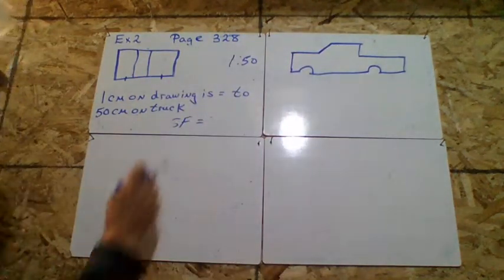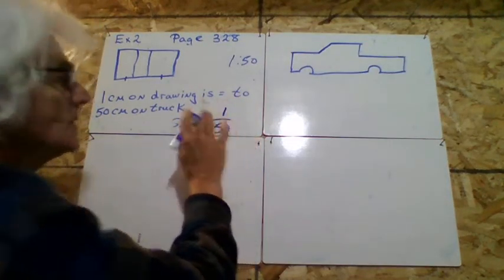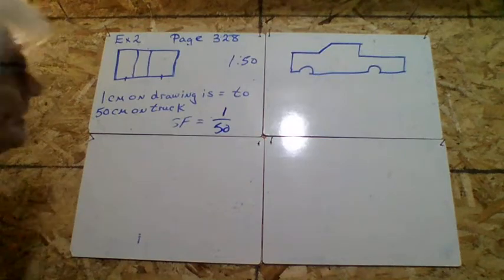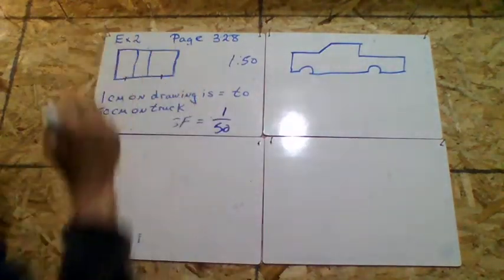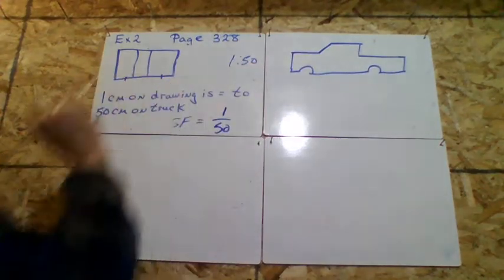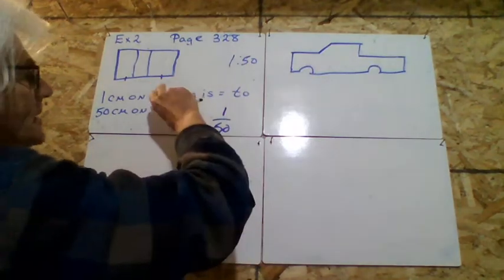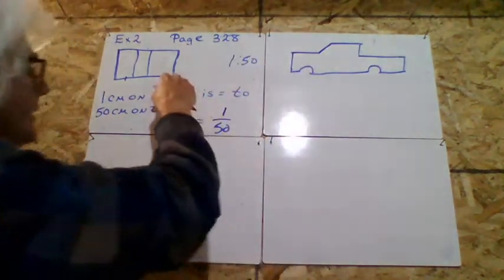So that tells me that the scale factor here is 1 to 50. Now that's 1 to 50 if I'm going from the truck to the diagram. This diagram is 50 times smaller than the truck. Or I can think and say, look, that truck is actually 50 times larger than the diagram.